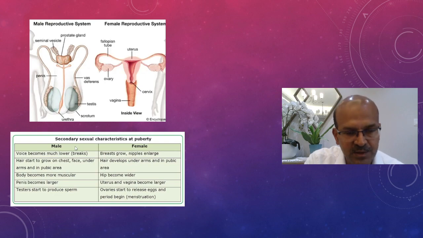Now the secondary sexual characters that develop at puberty. In the male, the voice becomes lower or breaks, the pitch lowers, hair starts to grow on the chest, face, underarm and pubic areas, the body becomes more muscular, the penis is larger, the testis starts to produce sperms, and testicular size becomes significantly more. In the female, the breasts grow and the nipples enlarge, and the hair development happens. Anatomic changes like the hips becoming wider happen, the uterus and vagina become larger, the ovaries start to release eggs, and menstruation starts. So these are the different stages.